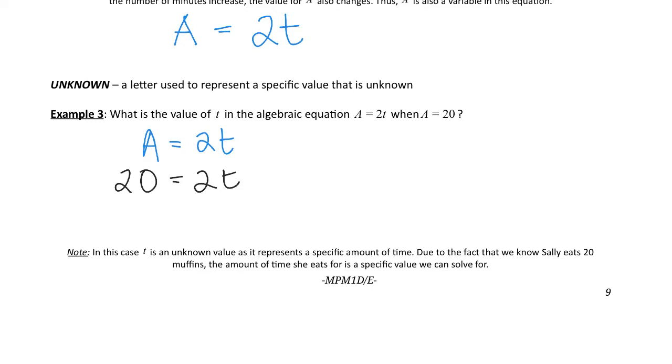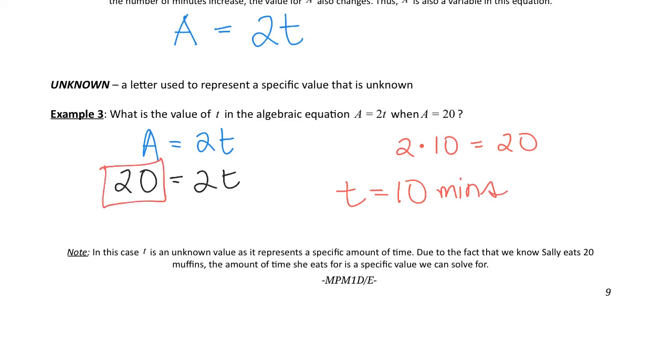And so this is pretty simple. It's math that you can maybe do in your head. We know that 2 multiplied by 10 is going to be equal to 20. So that means that t has to be equal to 10. 2 times 10 is 20. So if t is equal to 10, that means that in 10 minutes, Sally is able to eat a total of 20 muffins.